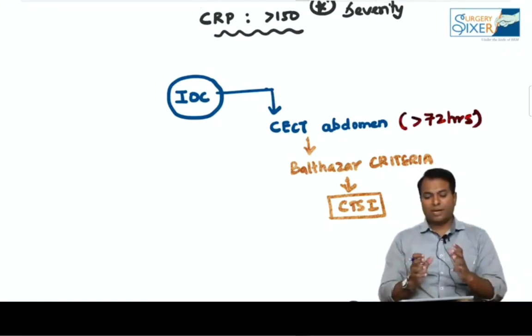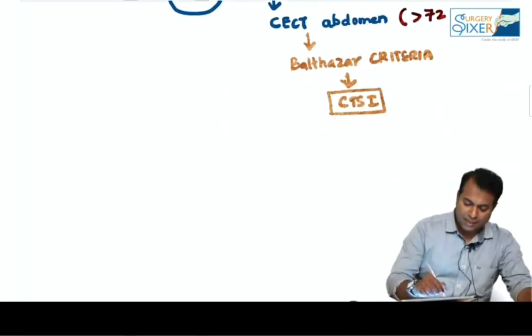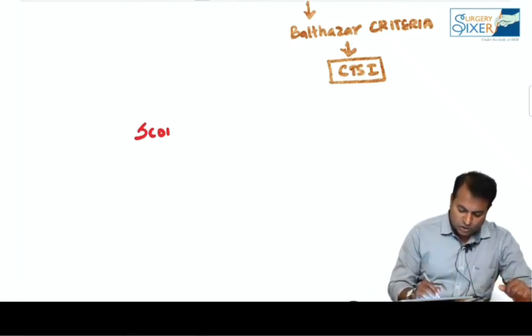hours only. Before 72 hours, the necrosis will not be seen. So it should be done only after 72 hours. For CT severity index, the investigation of choice is CT abdomen. Okay, CT abdomen. So now coming to the scoring systems. Very important in this topic is the scoring systems.